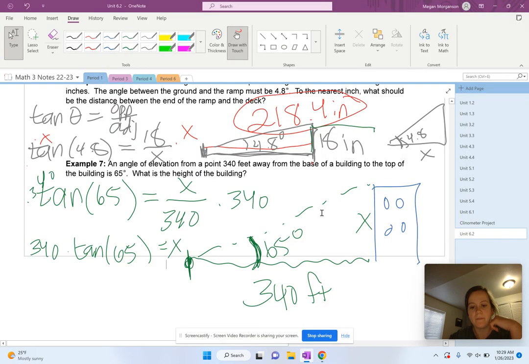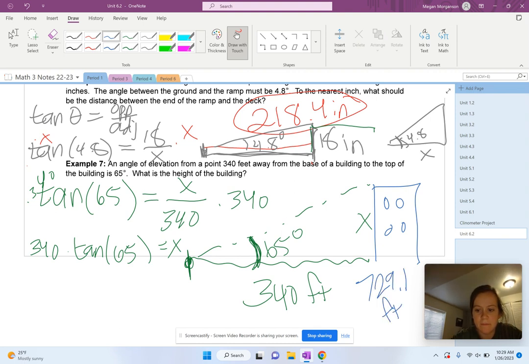729.1. So that is how tall the building is. 729.1 feet. Okay, so on your homework assignment, there are questions like this. And on your lab that we're doing today, there are questions like this. So let me explain the lab, what it looks like today.